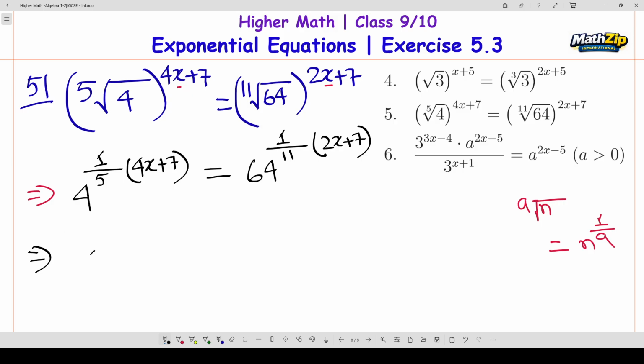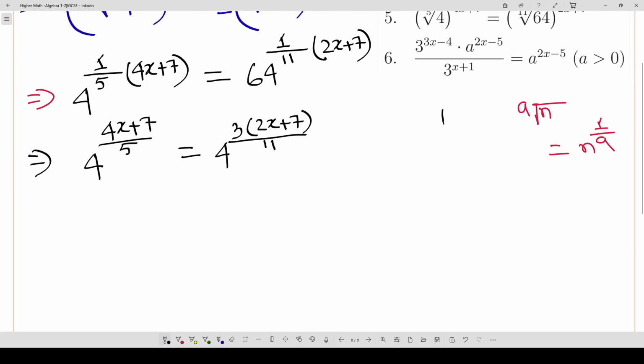So this one we can write as 4 to the power (4x plus 7) divided by 5, and this 64 we can write as 4 to the power 3. So 4 to the power 3 times (2x plus 7) divided by 11. Okay, so very simple. Now it's the main part.